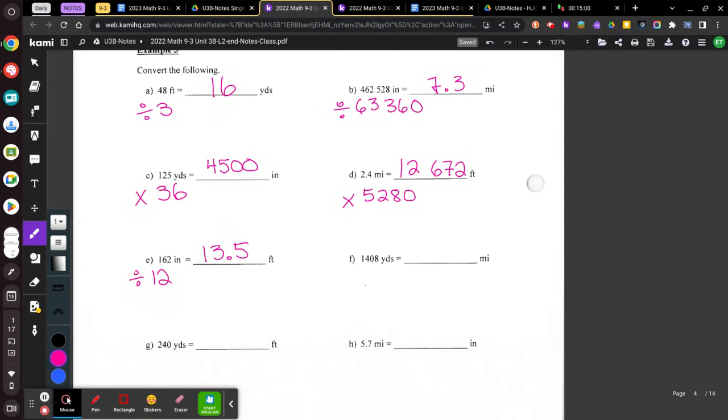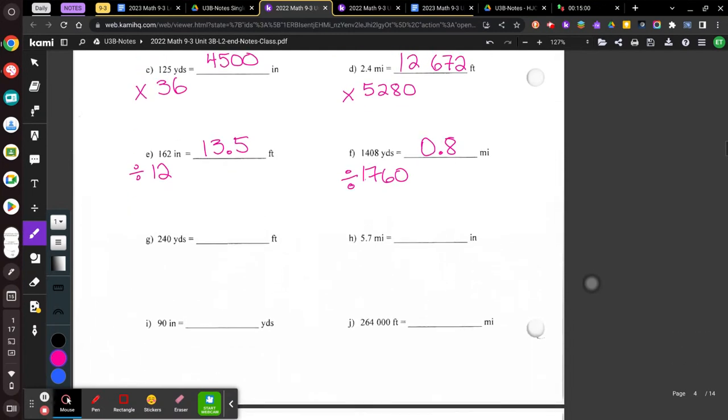Okay, yards to miles. Find yards, find miles, find your number. 1760 is where they meet. And now they're going down. So this time we have to divide. If we're going down, we divide. Down on the chart is divide. I'm going to get 0.8.